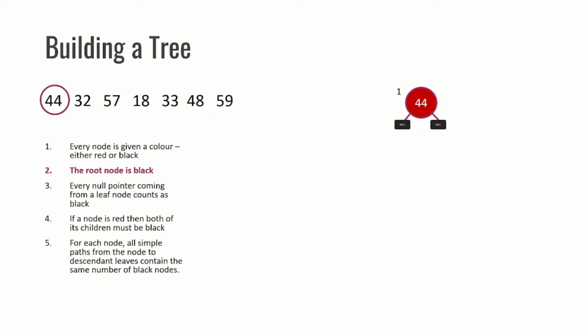So let's have a look at building a tree. Simple example first of all. The numbers we're inserting are there in the line, and we're going to insert number 44 first. The rule is that whenever we insert a node, we're always going to set it to be red initially, and then there may be some violations that we have to fix, and we go ahead and fix them. So that's the case here. We put 44 in, we set it to be red, and straight away we're violating rule number 2, which says that the root node has to be black. So that's an easy one to fix. The solution is to make the root node black.